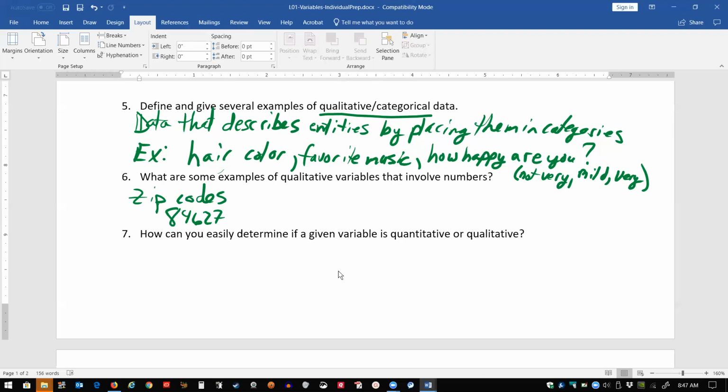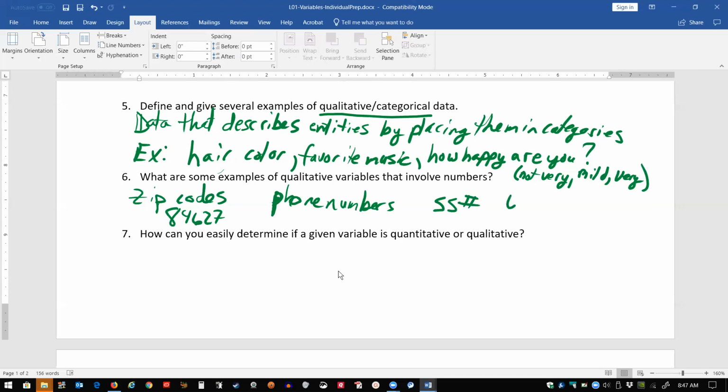So zip codes are actually categorical. Even though you use a number to categorize, it's still serving the purpose of categorizing, in this case, addresses or locations, right? Your phone numbers are also in this category. An average phone number will be useless, but it does involve numbers. Your social security number, right?